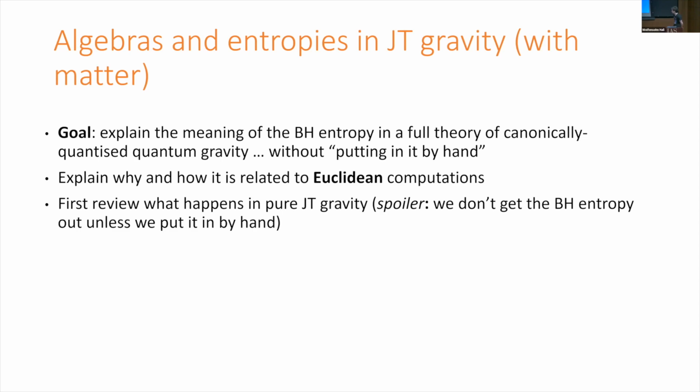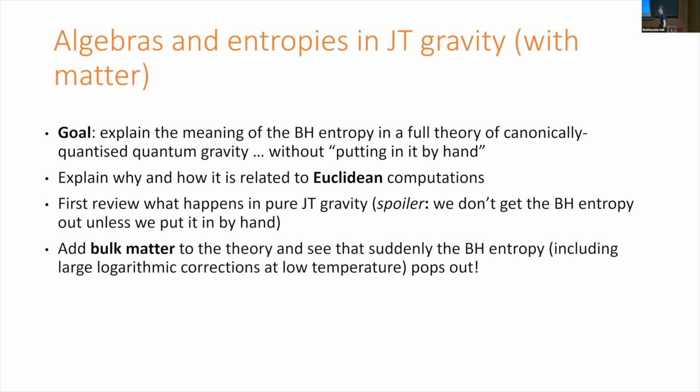So I'm going to do that in JT gravity coupled to some bulk matter theory. But first, I'm going to review what happens in pure JT gravity, where, as Harlow and Jafferis claimed, we don't get the Bekenstein-Hawking entropy out. It doesn't know about it. There are various other problems. Then we're going to add bulk matter to the theory. We're going to still have a completely well-defined theory that we can describe very precisely. And we're going to see that suddenly the Bekenstein-Hawking entropy, including the Schwarzian corrections and stuff like that, are just going to pop out, and it's going to be imposed on us by the theory, without putting any Euclidean input.